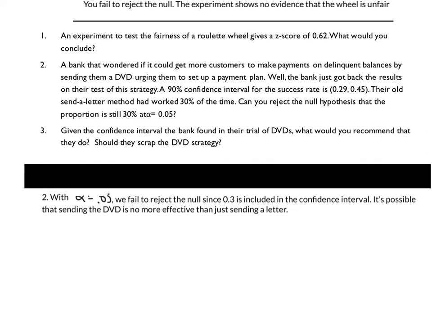Now let's look at number 3. It says, given the confidence interval the bank found in their trial of DVDs, what would you recommend they do? Should they scrap the DVD strategy? The bank could do another trial with a narrower confidence interval with a larger sample size. Okay? And if I do a narrower confidence interval, I become more precise because the range of it is smaller. If I use a larger sample size, my standard deviation also becomes smaller.